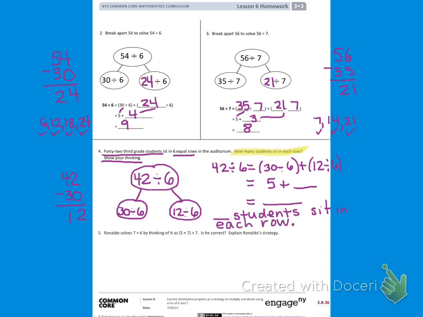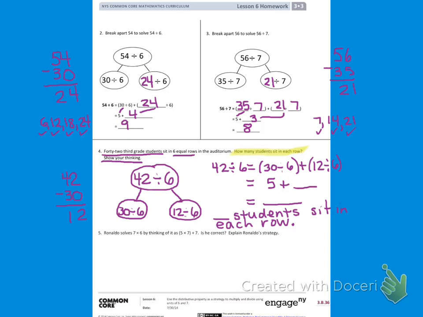Now, as I said, that's the last problem I'm going to work for you, but I'll go ahead and look at number 5 before I set you off to do it on your own. Ronaldo solves 7 times 6 by thinking of it as 5 times 7 plus another 7. Is he correct? Explain Ronaldo's strategy.